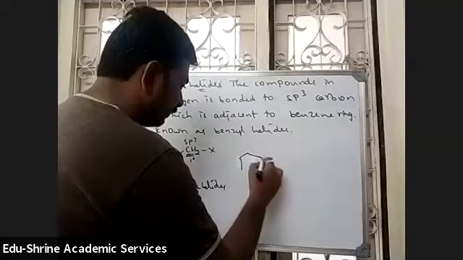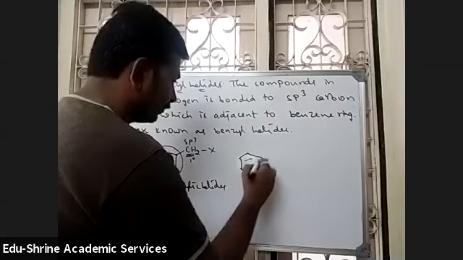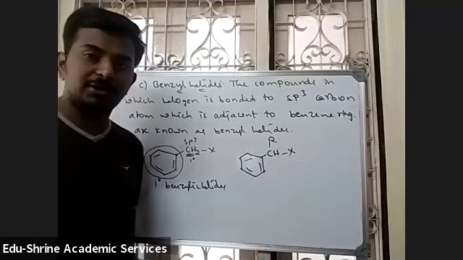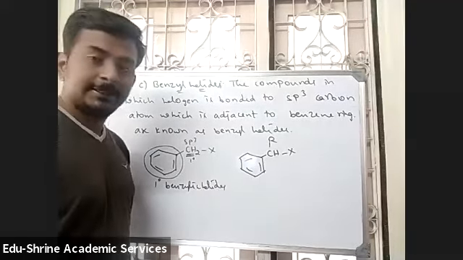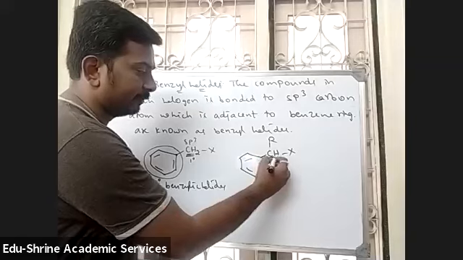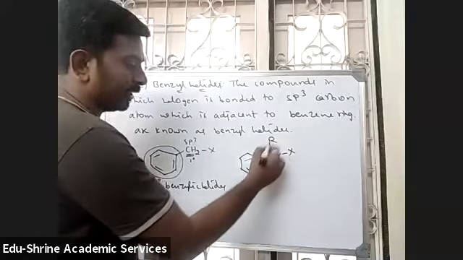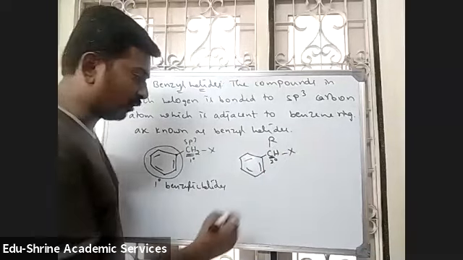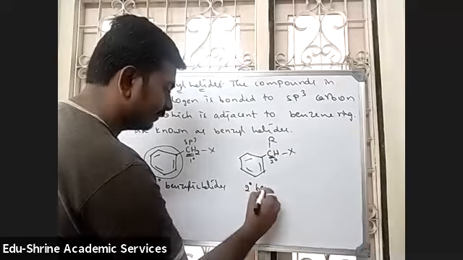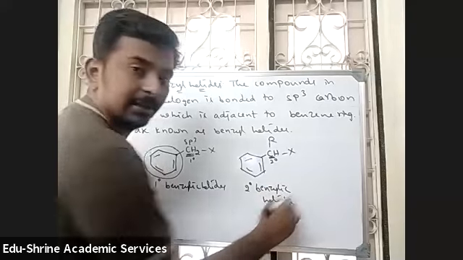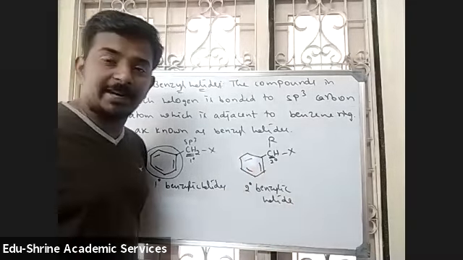For example, what about this one? What is the degree of this carbon atom? Secondary, because this carbon atom is bonded to two other carbon atoms. So it is called a secondary benzylic halide. Halogen is bonded to a secondary carbon atom.